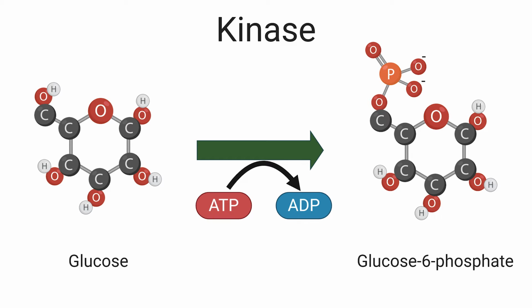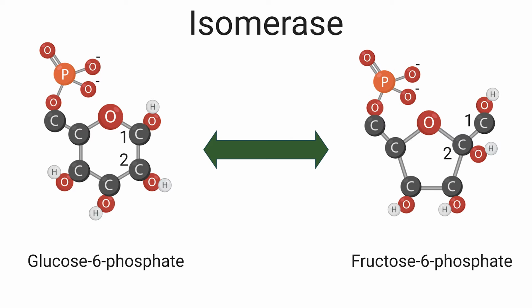Watch the arrow for reactions that are reversible. The second reaction is a rearrangement of glucose 6-phosphate into fructose 6-phosphate. The enzyme that catalyzes this reaction is an isomerase, and it is reversible. Notice that nothing has been added or removed, just rearranged. We see that the ring oxygen is now bonded to carbon 2 instead of carbon 1. This is an isomer, hence isomerase.